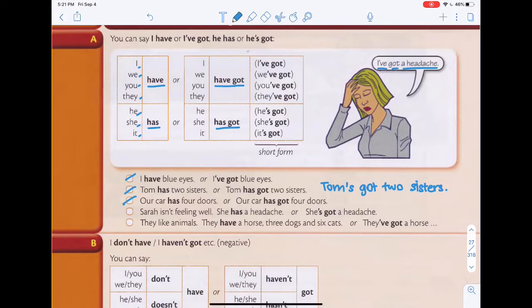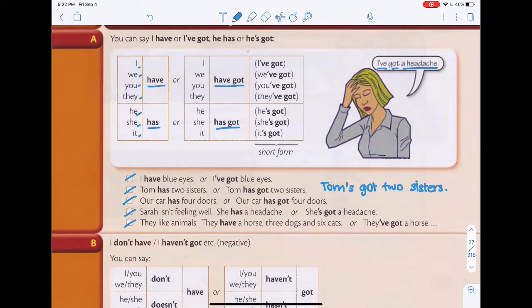Our car has 4 doors, or our car has got 4 doors. Sarah isn't feeling well. She has a headache, or she's got a headache. They like animals. They have a horse, 3 dogs, and 6 cats. Or they've got a horse, 3 dogs, and 6 cats.